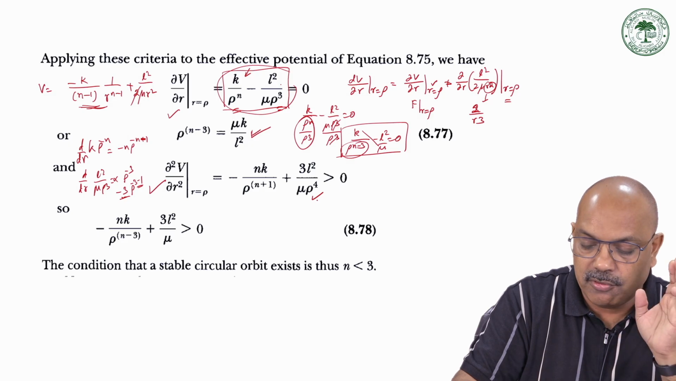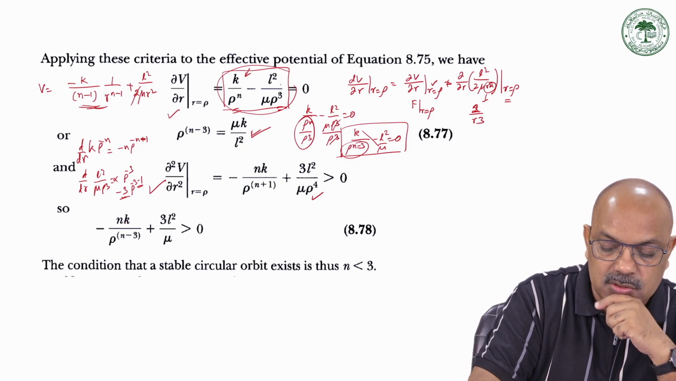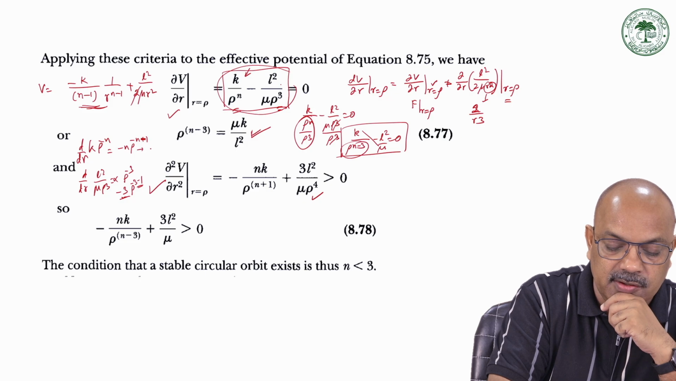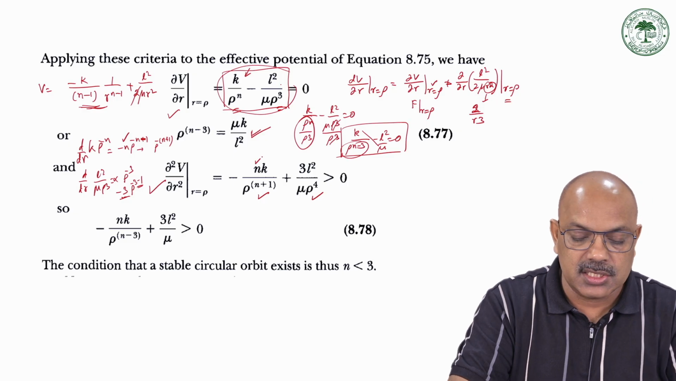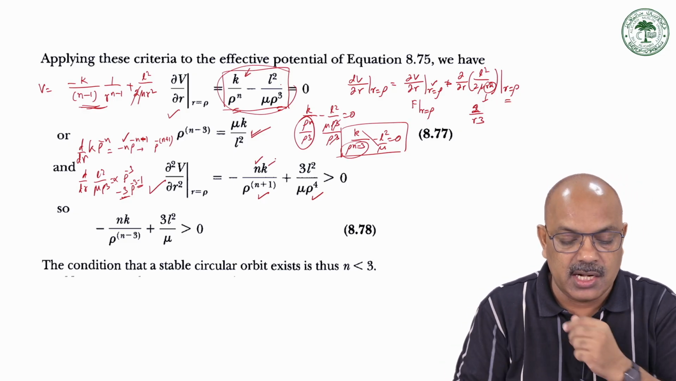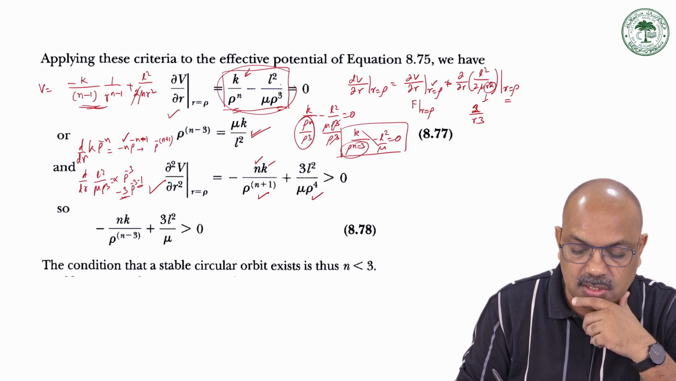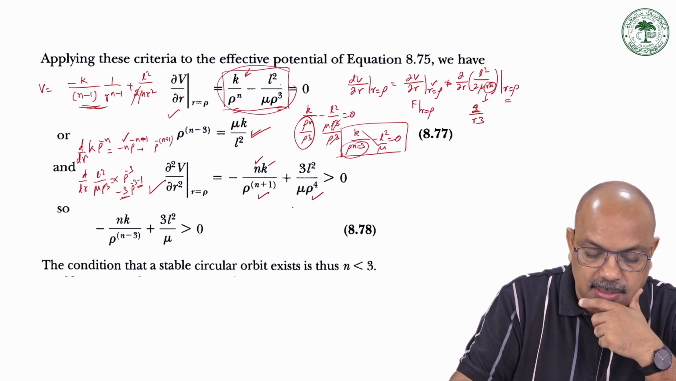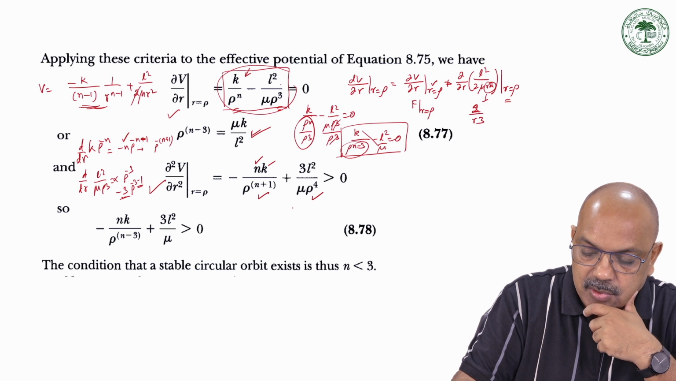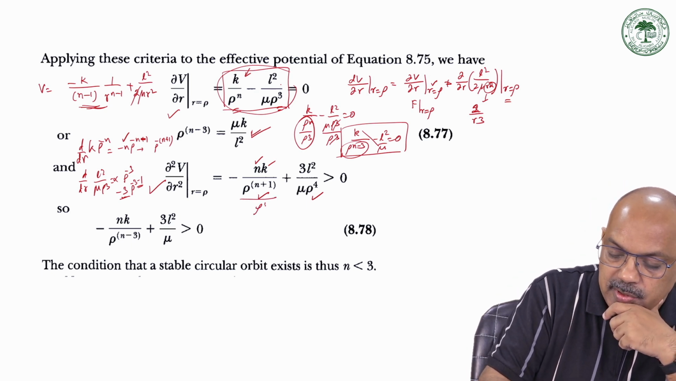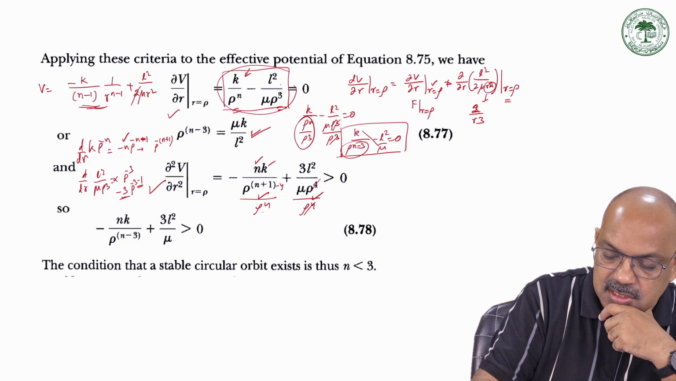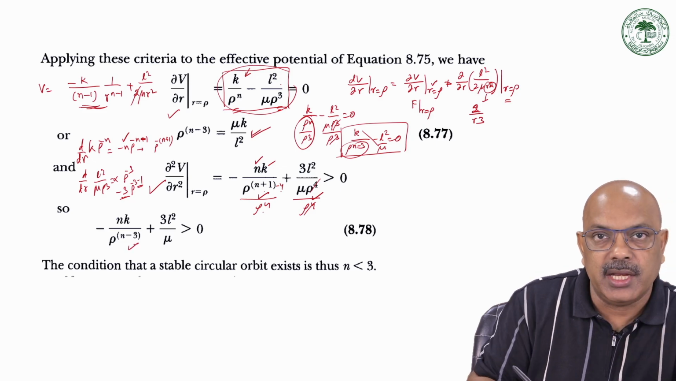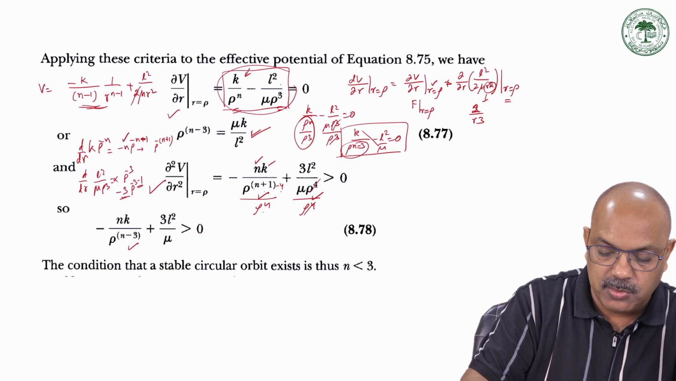So you have rho to the power 4 here, and then you have minus n minus 1. So you have minus n from here, and rho to the power minus n plus 1, with n and k. This is all standard differentiation, and this has to be greater than 0. So if you solve, this is nk, and then again you can divide by rho to the power 4, which is minus 4, so this is n minus 3. So nk times n minus 3, minus 3L square upon mu is greater than 0.